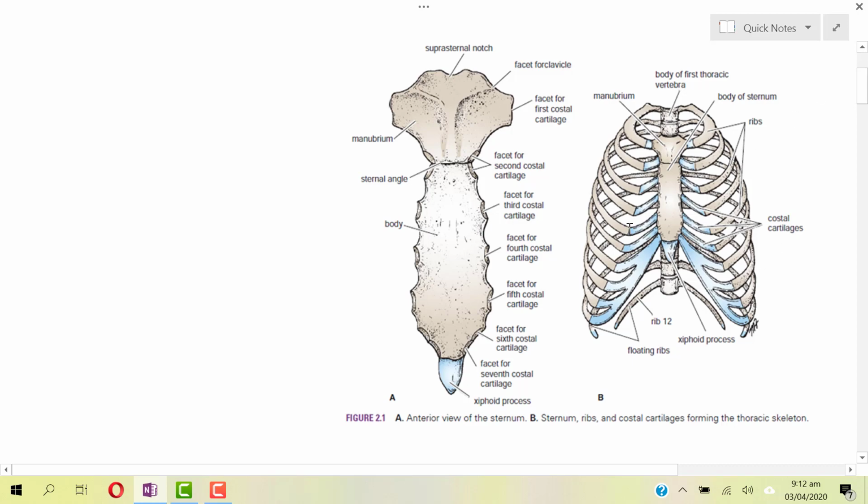Okay, what are the most common ribs which are fractured? Remember here, rib number five. Okay, this is rib number five.